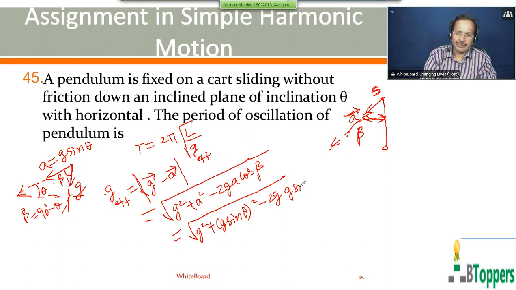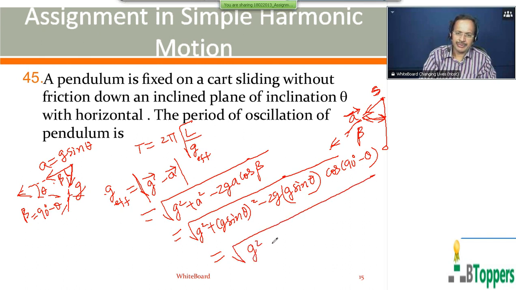Substitute A equal to G sin theta. So beta can be written as 90 minus theta, and cos of 90 minus theta equals sin theta. So we can take G square common outside throughout. So 1 plus sin square theta minus 2 sin theta cos 90 minus theta, you can write sin theta. So sin theta into sin theta will be sin square theta.